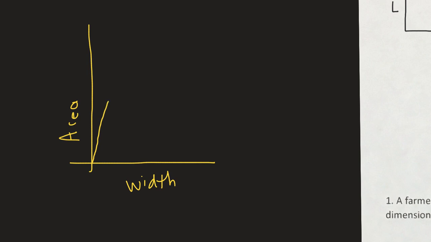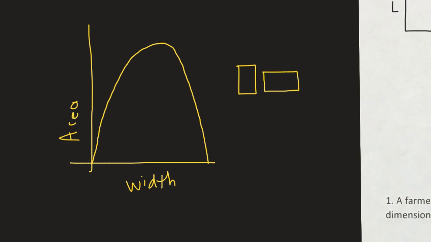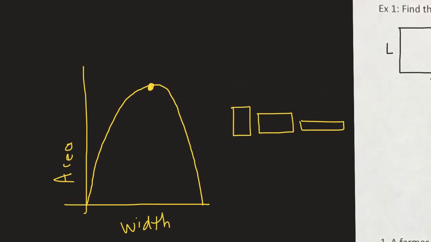As the width increases, the area is going to increase up to a certain point. And then the area is going to start getting smaller as the width gets larger, because as the width gets larger, the length changes. Eventually we're going to have a really skinny little triangle or rectangle. So this point right here is the maximum value. This is a certain width that goes along with the maximum area.